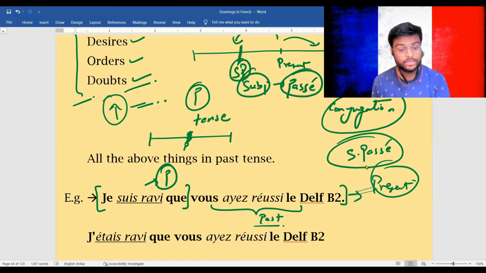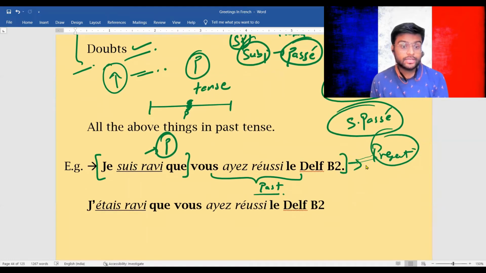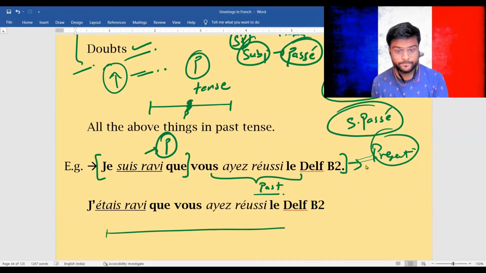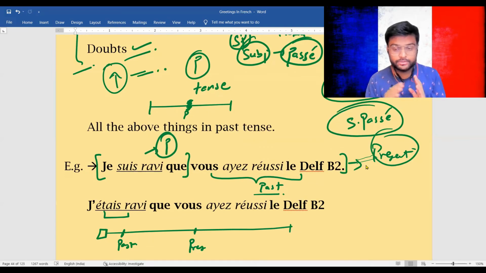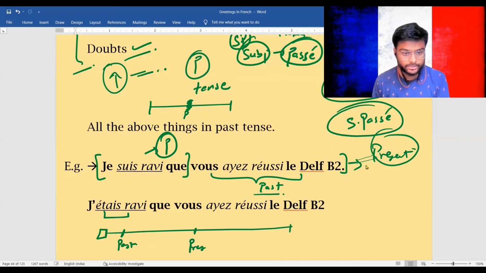This is one scenario. Another scenario is here. This is a timeline, this is the present tense, and this is somewhere in the past tense. Why? Because j'étais ravi. It was imperfect, an action which didn't end in the past. It was continuous. I was happy. J'étais ravi. So it is imperfect.